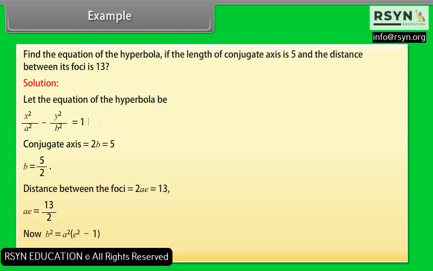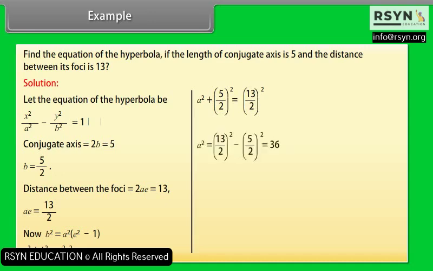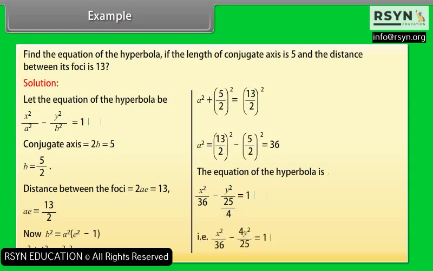Now, b square is equal to a square into e square minus 1. A square plus b square is equal to a square e square. A square plus (5 by 2) whole square is equal to (13 by 2) whole square. A square is equal to (13 by 2) whole square minus (5 by 2) whole square is equal to 36. The equation of the hyperbola is x square by 36 minus y square by 25 by 4 is equal to 1. That is, x square by 36 minus 4y square by 25 is equal to 1.